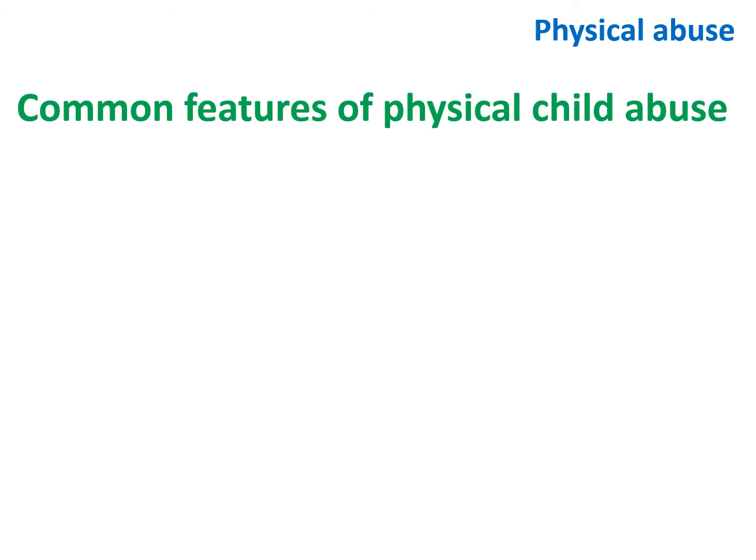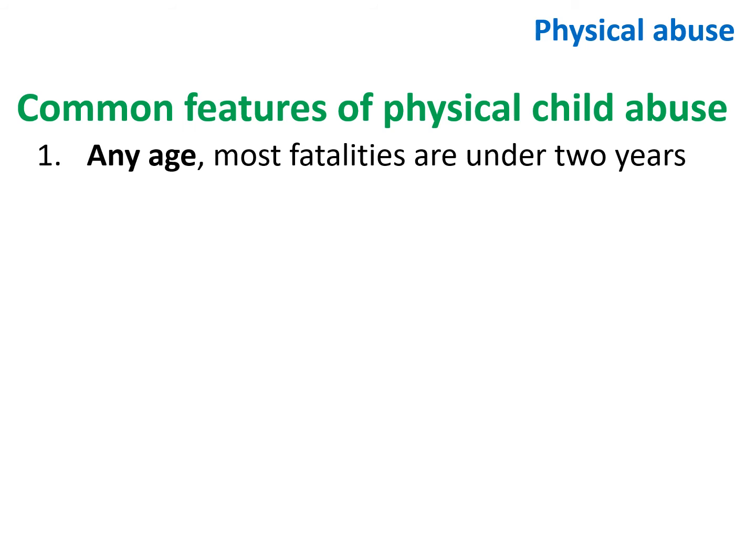What are the common features of physical child abuse? We have different features. First of all, it occurs at any age. Any age of the children are exposed to child abuse, but the most common age for fatalities is under 2 years, as these children are very fragile and very weak to withstand the abuse. So sometimes the injuries may lead to their death, and the mortality rate is higher in the age under 2 years.